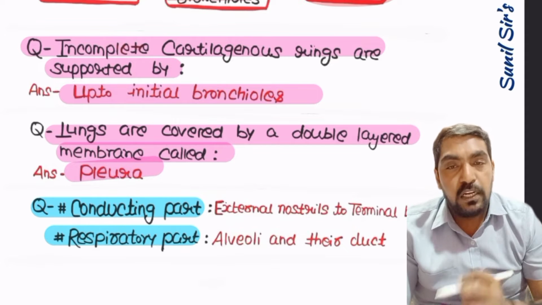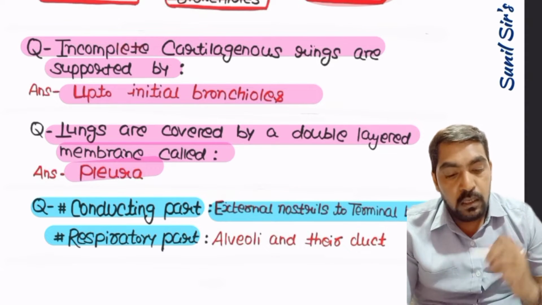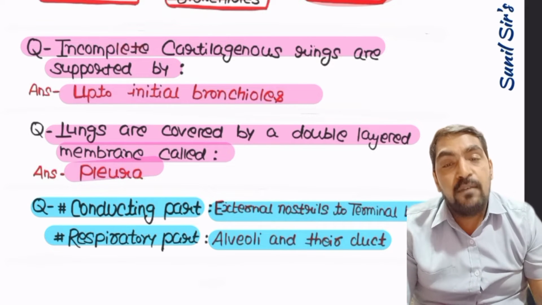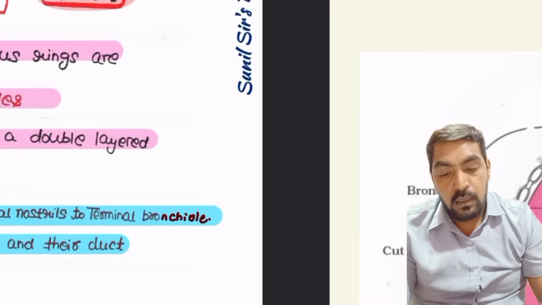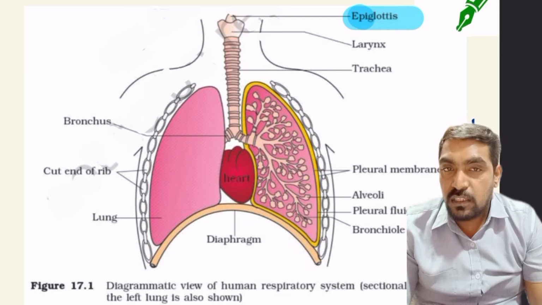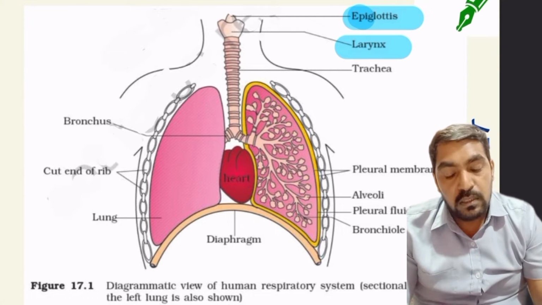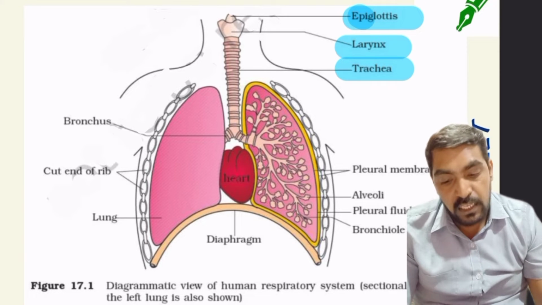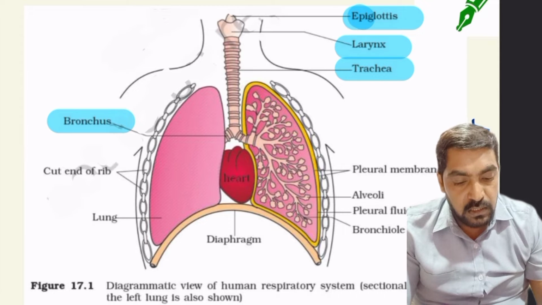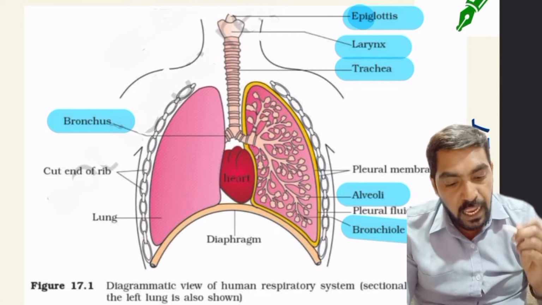Conducting part and respiratory part, two important parts. The conducting part includes external nostrils to terminal bronchioles, and the respiratory part includes alveoli and their ducts. Coming to this diagram, a very important diagram, look at the labeling. This is the epiglottis, the flap which controls the opening and closing of the food pipe and windpipe. This is the larynx, which is your sound box. The trachea, also known as the windpipe, divides into bronchi. Then it enters the lungs through bronchioles. Then finally, terminally, there is the alveoli.